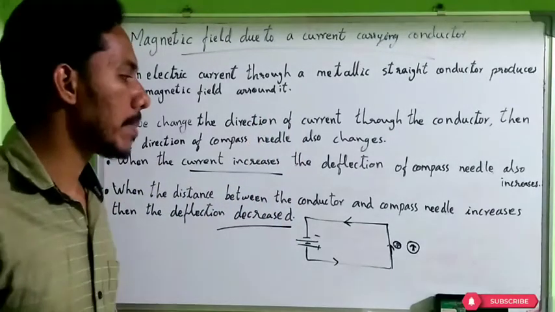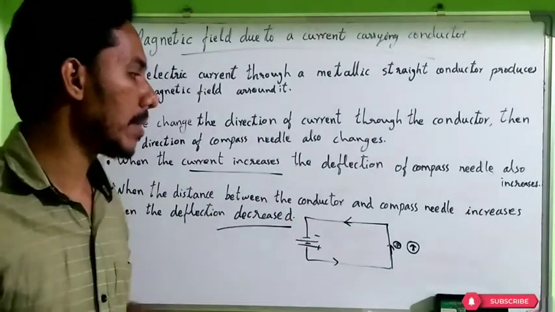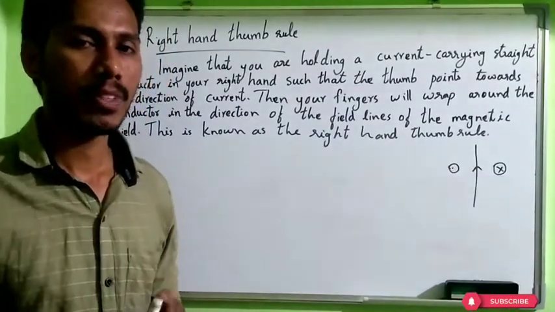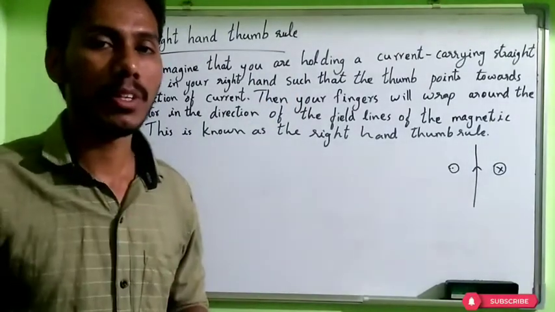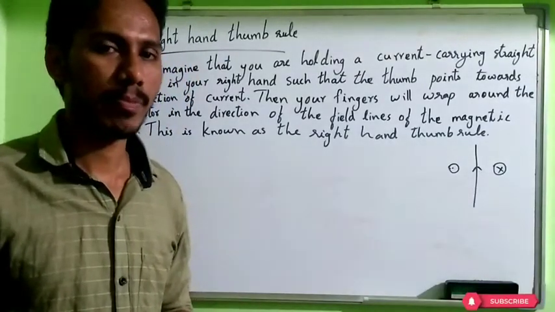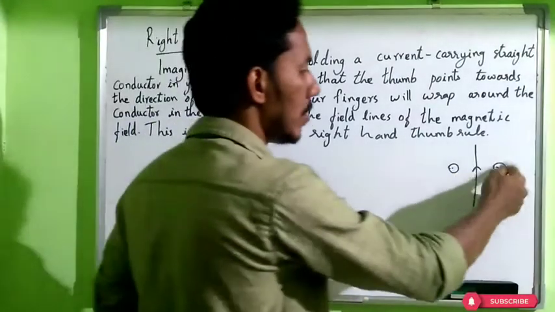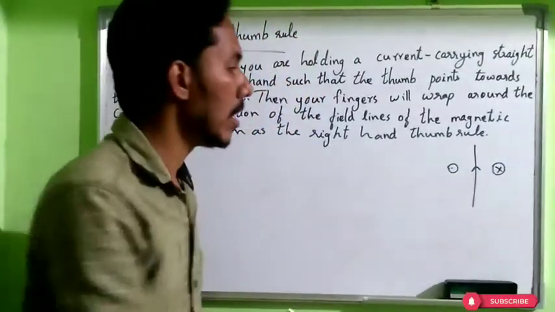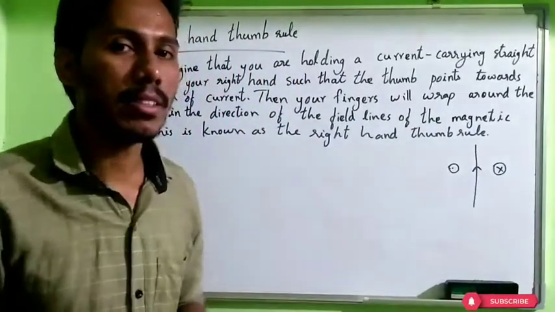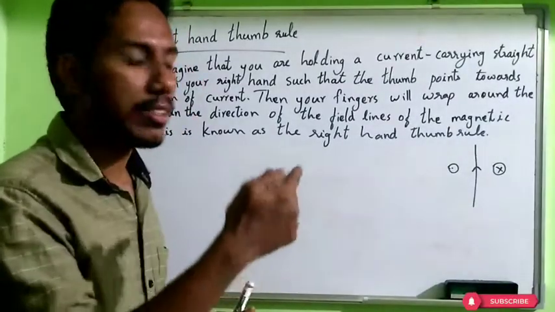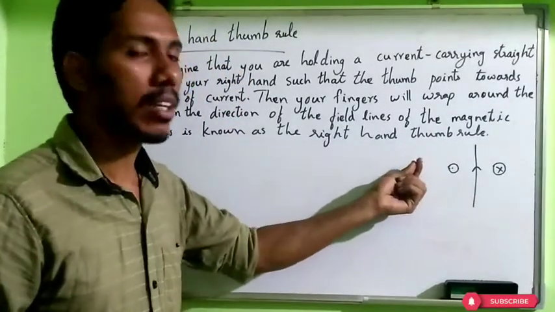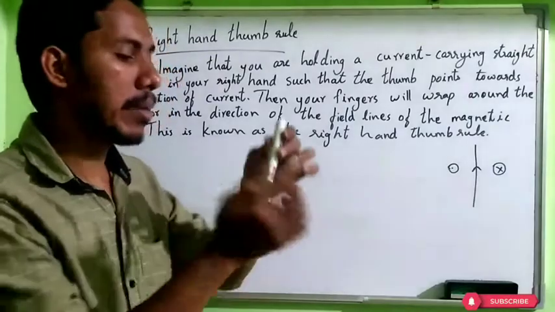These are the experimental results produced by a current carrying conductor. Then the right hand thumb rule. The right hand thumb rule helps to give the direction of the magnetic field produced by a current carrying conductor. This cross represents the inward direction and this dot represents the outward direction. The cross means the magnetic field direction is inward to the board. The dot indicates the direction of the magnetic field is outward to the board, because it is a three-dimensional picture.